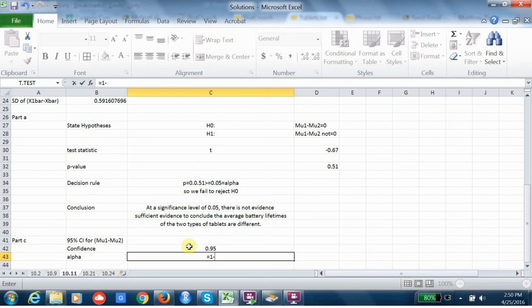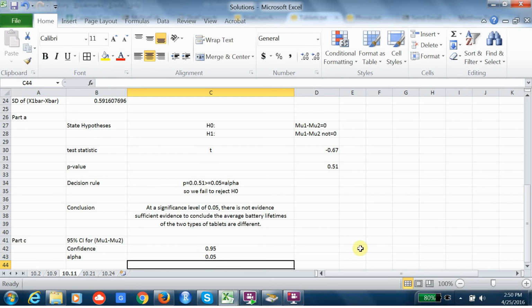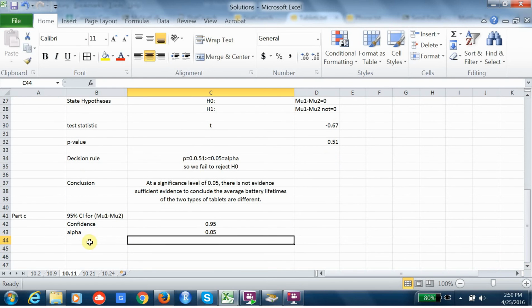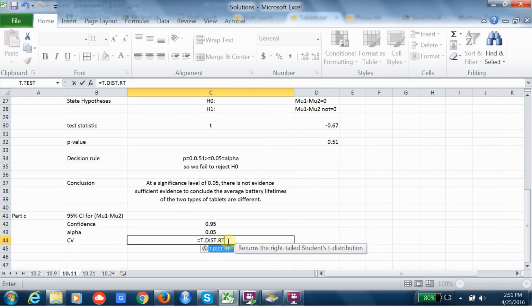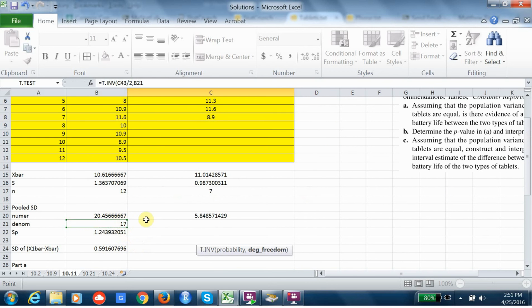So alpha is going to be equal to 1 minus the confidence. And now I need my critical value. So this is basically the value corresponding to the alpha over 2 percentile for a random variable coming from a t-distribution with 17 degrees of freedom. So now we're ready for the critical value. So now we use t.inv. Whoops. That's what I want. And divide alpha by 2. And I have 17 degrees of freedom, but I'll go up and click on the right one. And that's it.